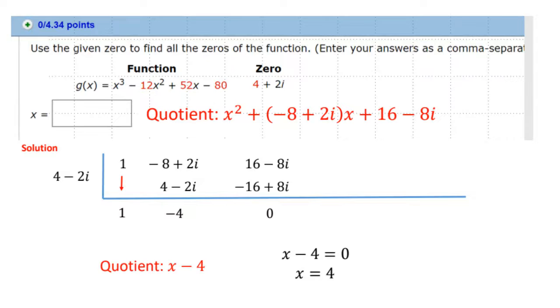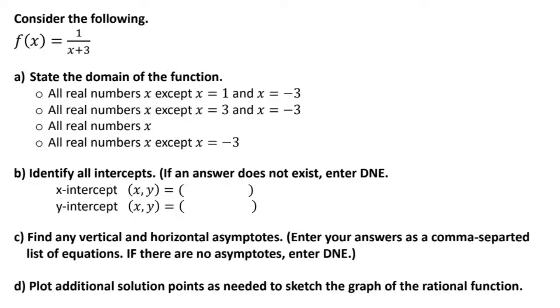And it's easy to see that x is equal to 4. So we have our zeros. We have x equals 0, and then we have x equals 4 plus 2i and 4 minus 2i. Okay. All right. Let's look at this rational function now.